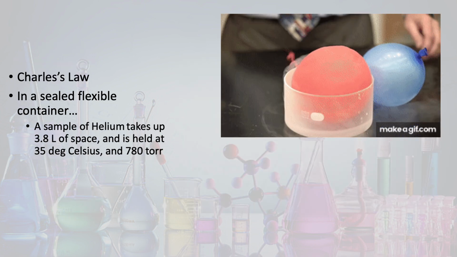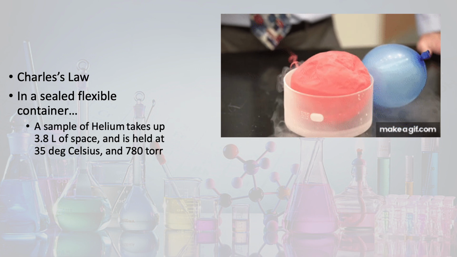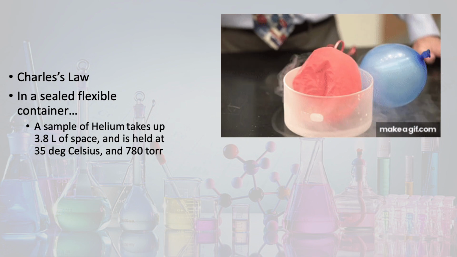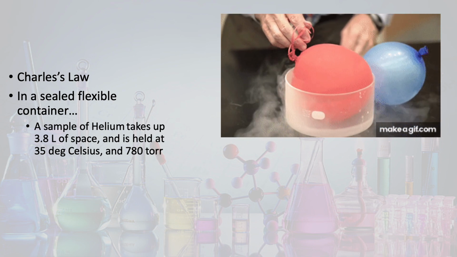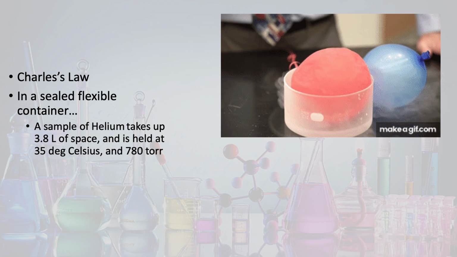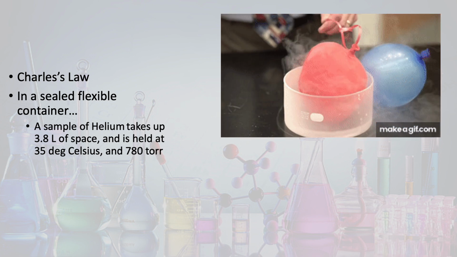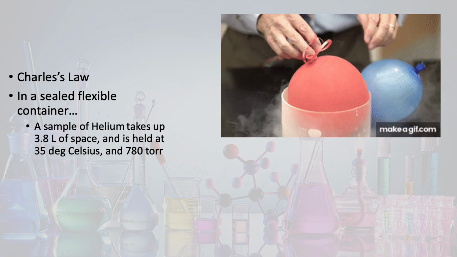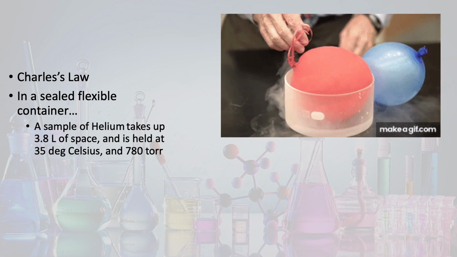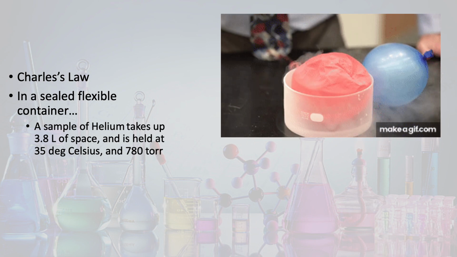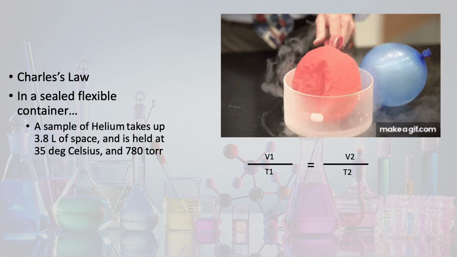Okay, let's try this with another practice problem. In this instance, we have a sample of helium gas, the noble gas that we're going to assume behaves ideally, under ideal conditions. This sample of helium takes up 3.8 liters of space and is held at 35 degrees Celsius and 780 torr, a pressure just above standard atmospheric pressure.